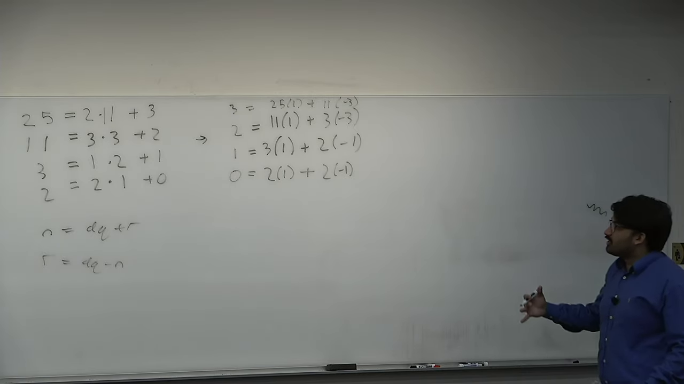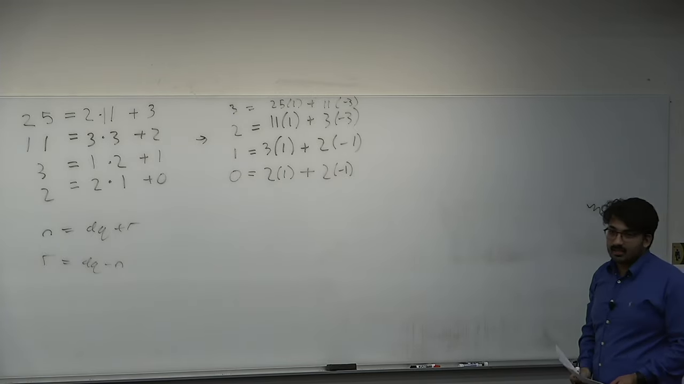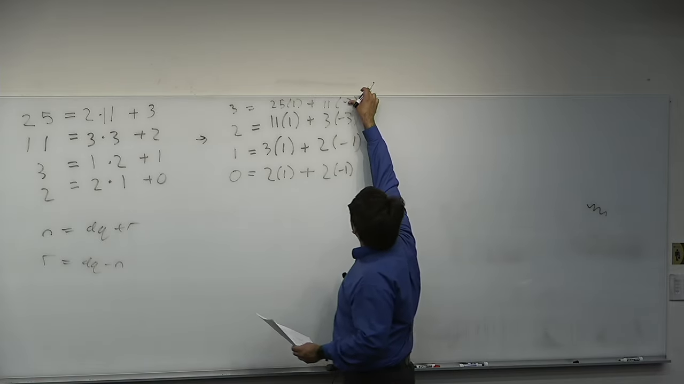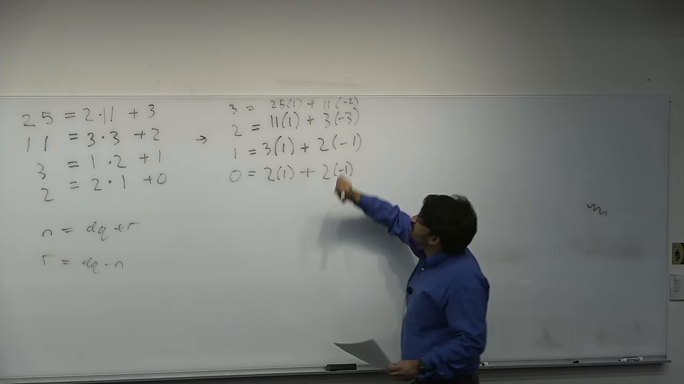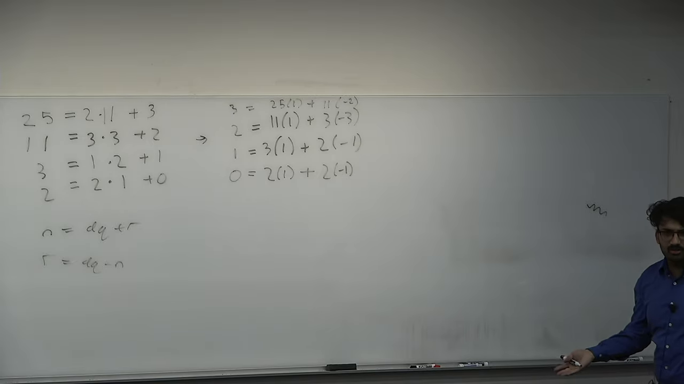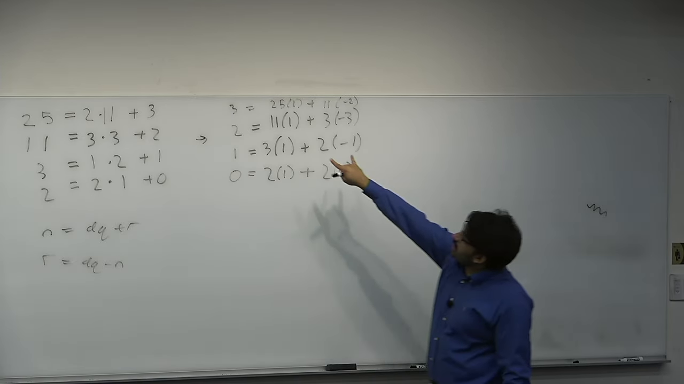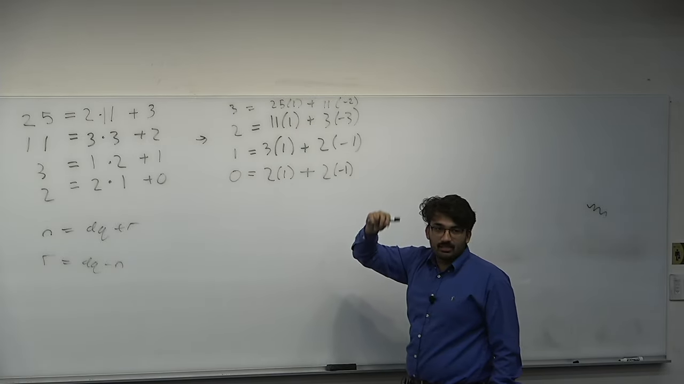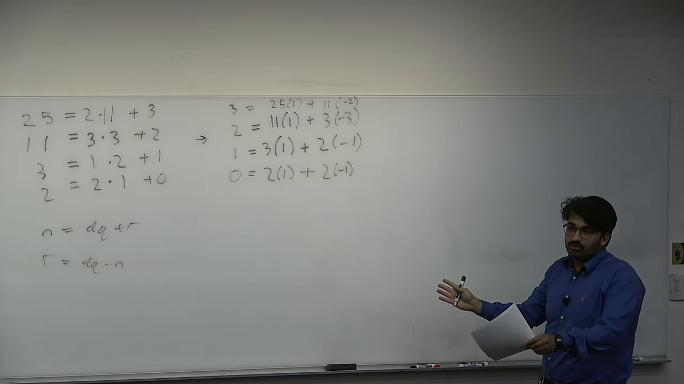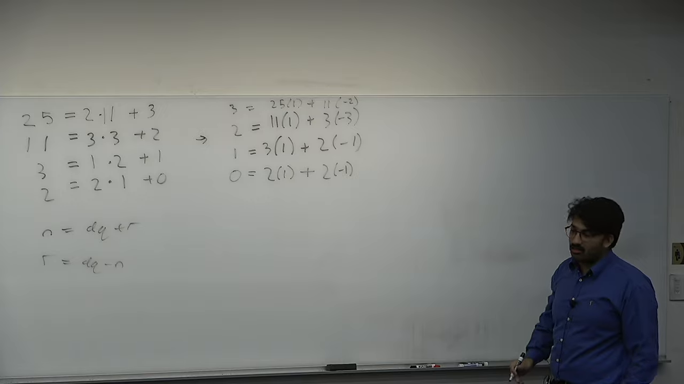Now, of course, things are sort of arbitrary where I'm choosing to put the minus sign. Yes, thank you. Why am I choosing to write this as 11 times negative 2 instead of negative 11 times 2 or whatever? I want to write 3 as 25s plus 11t, right? So I'm saying the negative is going to go there. That's basically the only reason we're doing this conventionally.